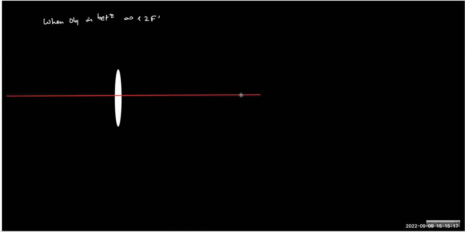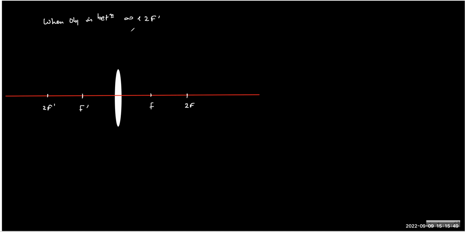So as you come closer to the lens, your image will go farther, right? And where will it go? On the right side. So if infinity brings the image at f, then if you come closer, less than infinity, the image will go beyond f on the right side. It will be between f and 2f.